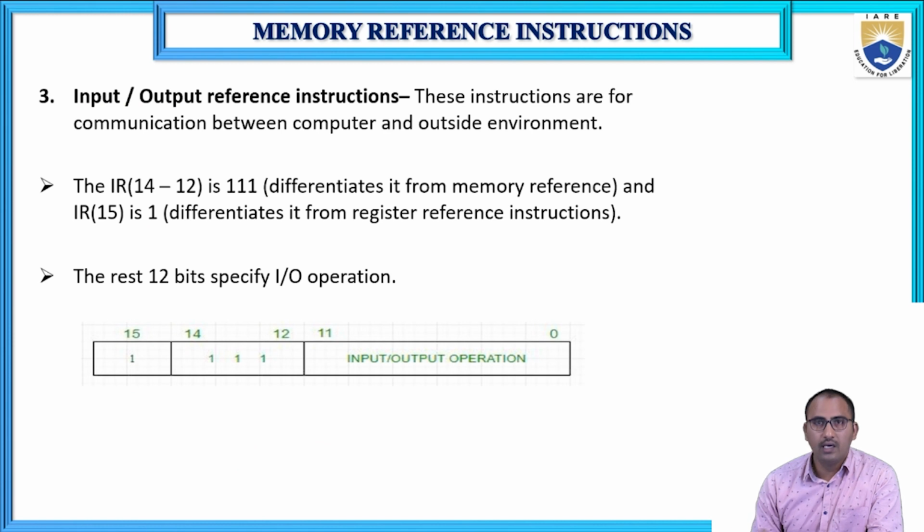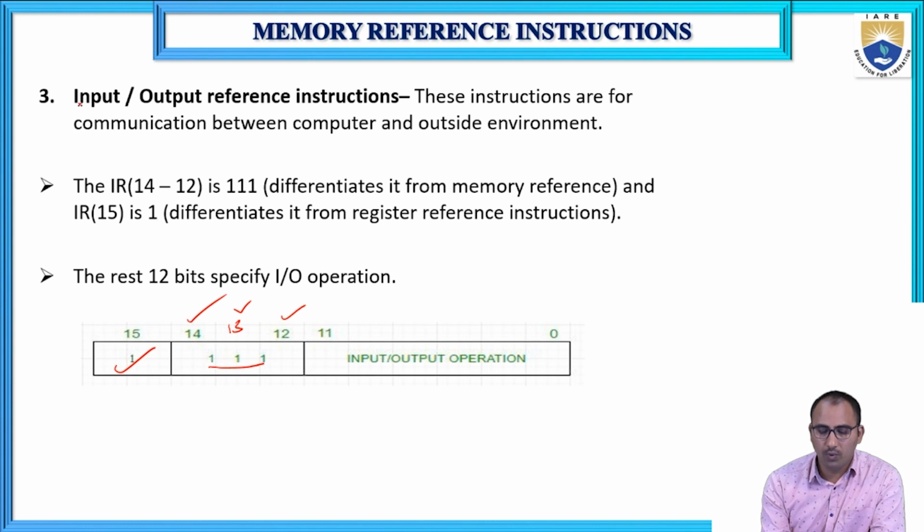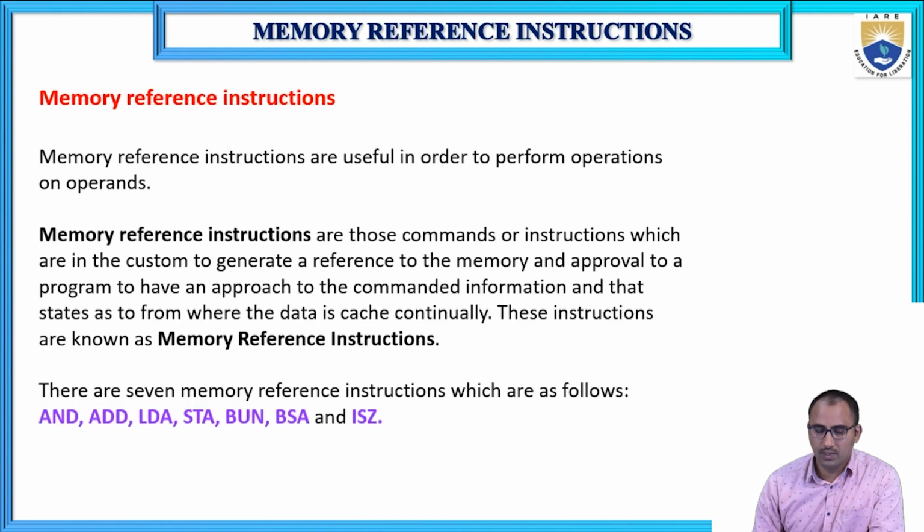And the third one is the input or output reference instruction. For this, the 15th bit of the instruction register should be logic 1, and the opcode bits of the instruction register, that is the 12th, 13th and 14th, should be logic 1. Then the type of instruction is called an input or output reference instruction. Now we have seen the classification of the instruction. Now we are going into detail about the memory reference instruction.